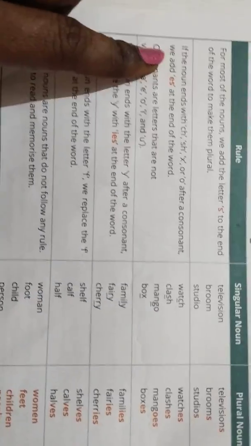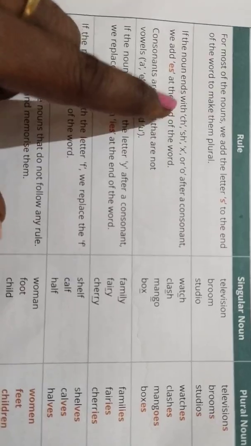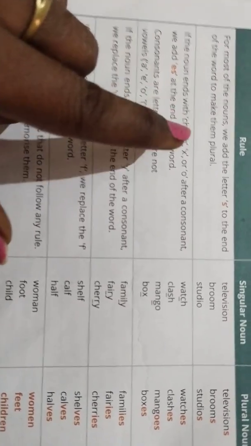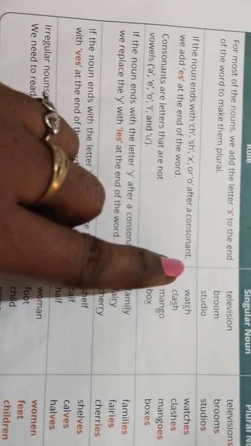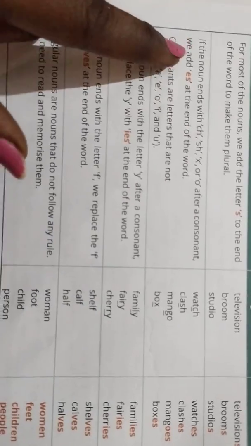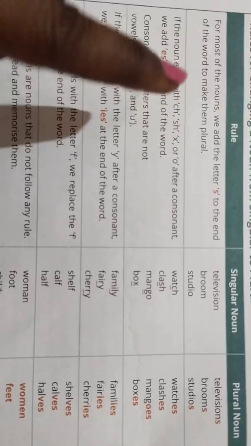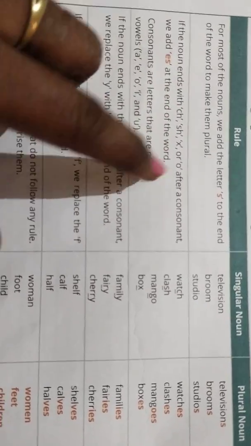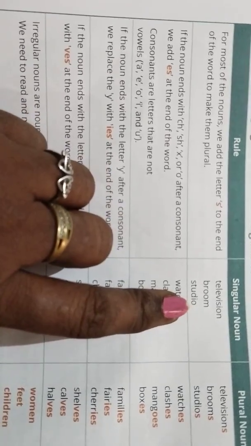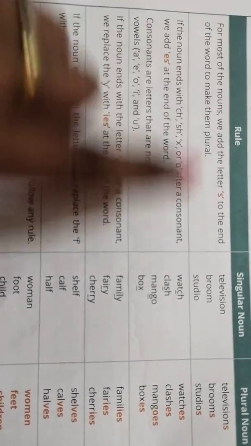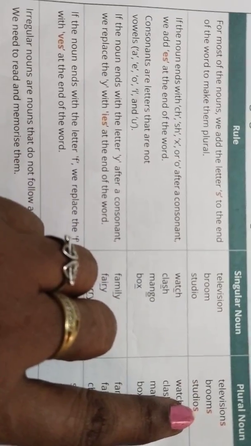In the second rule, if the noun ends with the letters CH, SH, X, or O after a consonant, we add ES at the end of the word. So here comes a doubt for you. In the previous rule, you can see the last letter is O, isn't it? So what they are saying here is that we just added S to it for the plural noun, isn't it?